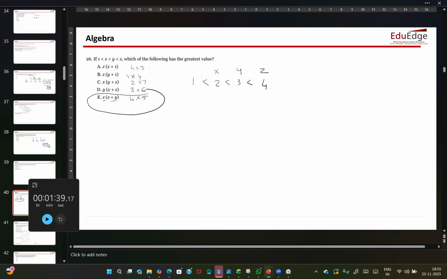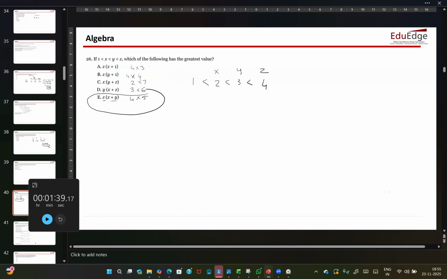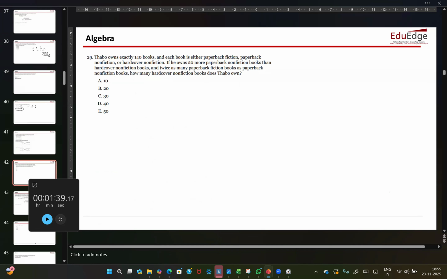Okay. Fantastic. They have also used some algebra to do this. I will not suggest this. Just use some numbers and keep it simple. Okay. Next question.